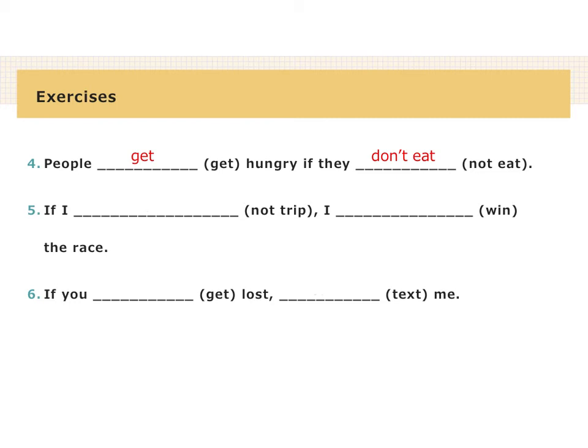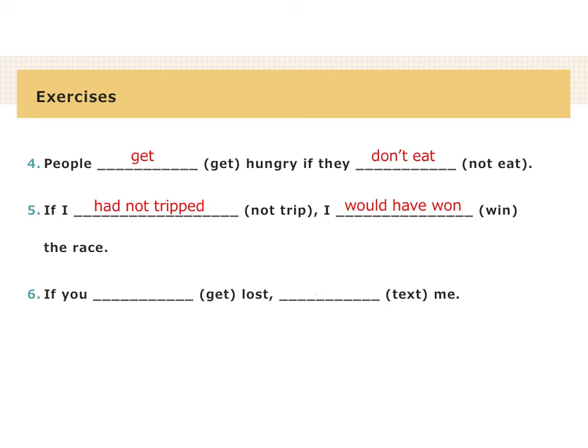Number 5. If I not trip, I win the race. The answer is, if I had not tripped, I would have won the race. In reality, I did trip, so I didn't win. You can see all of these are impossible because you cannot change the past.